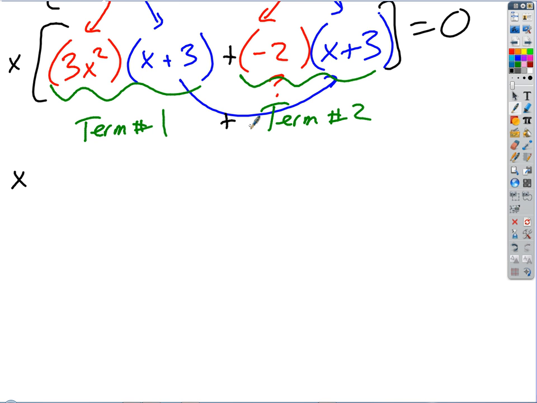I can pull that out front also. So then out in front, I'm going to end up with x times the quantity x plus 3, and then what's going to be left over inside of our brackets? If I factor out that x plus 3, what's left over in there? 3x squared plus negative 2. Okay, is everybody getting this?